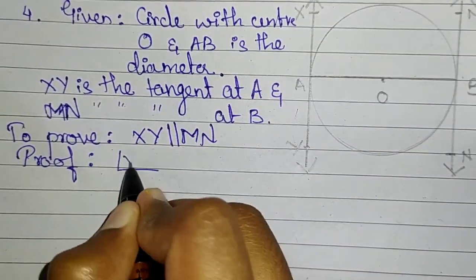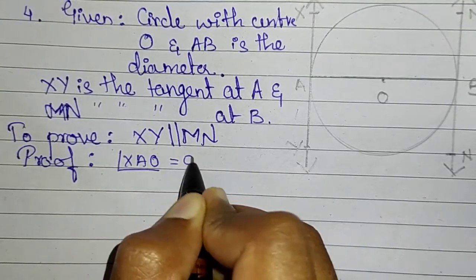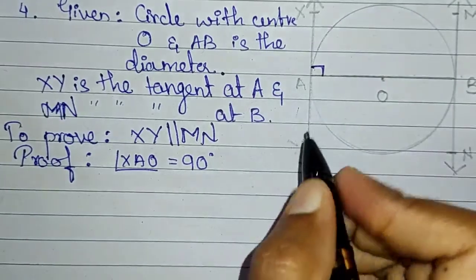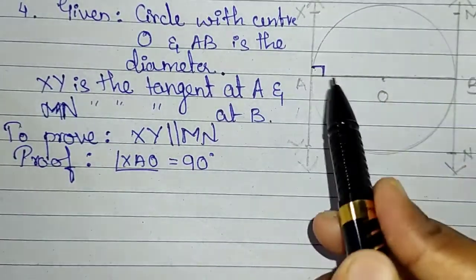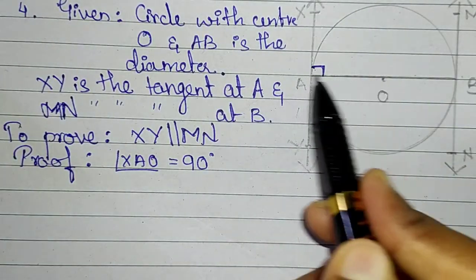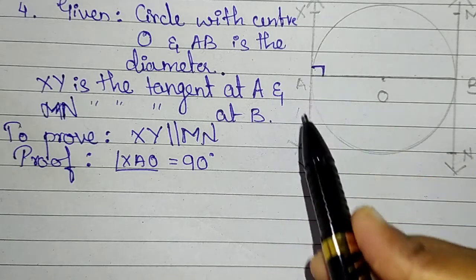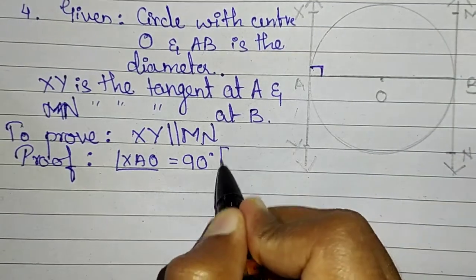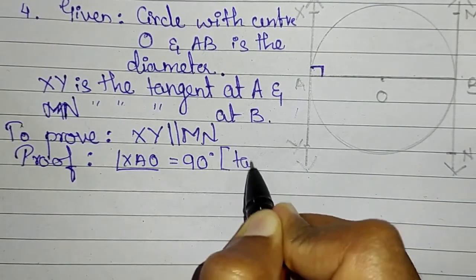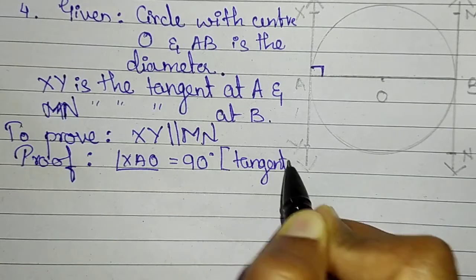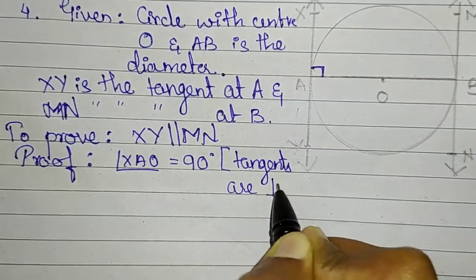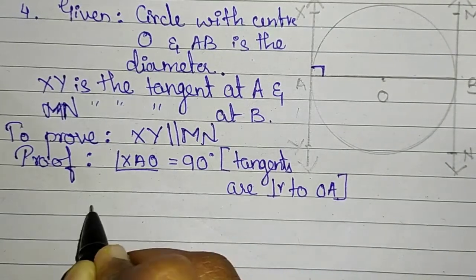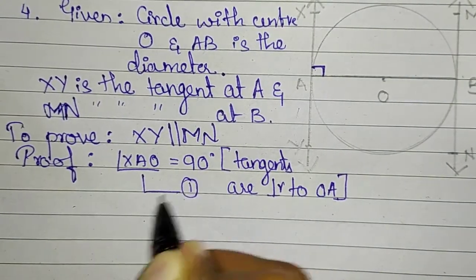Angle XAO is equal to 90 degrees. That is this angle. It is 90 degrees because we know that XY is a tangent and A is the point of contact, OA is the radius. Then we know that the tangents are perpendicular to the radius at the point of contact. So tangents are perpendicular to OA. Name this as result 1.